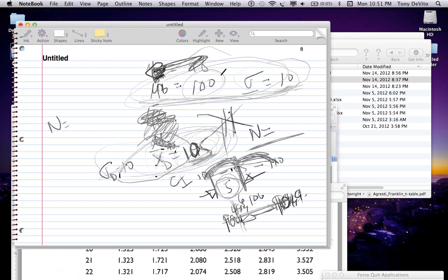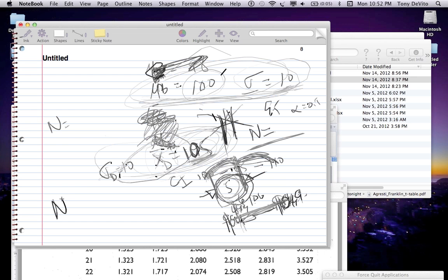Yeah, as long as my confidence interval does not include 100, I can say that I'm 95% sure, or have less than a 5% chance of being wrong, if I say that these two population means are different from one another. Okay, so I need a margin of error of 5 here.